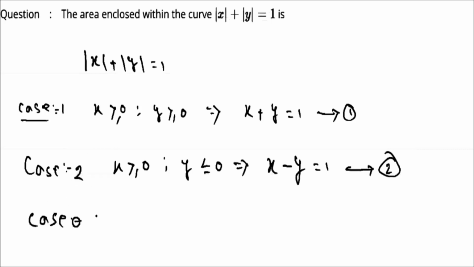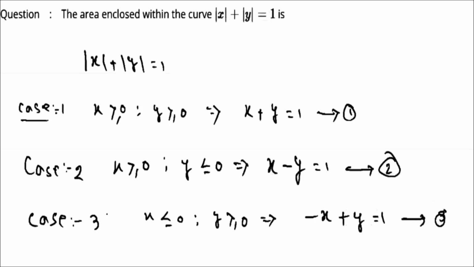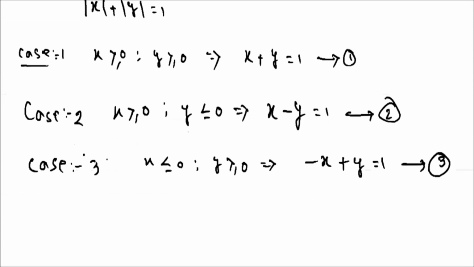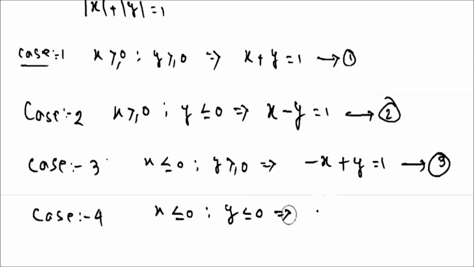Now case 3, x less than or equals to 0 and y is greater than or equals to 0. Since x is less than 0, mod x equals to minus x, and y is greater than 0, so mod y equals to y. So that is number 3. Now case 4, we consider x is less than 0 and y is also less than 0. Since x is less than 0, mod x is minus x, and y is less than 0, so mod y equals to minus y, giving minus x minus y equals to 1. So this is number 4.